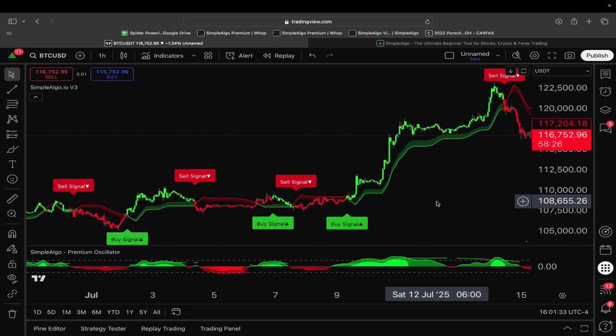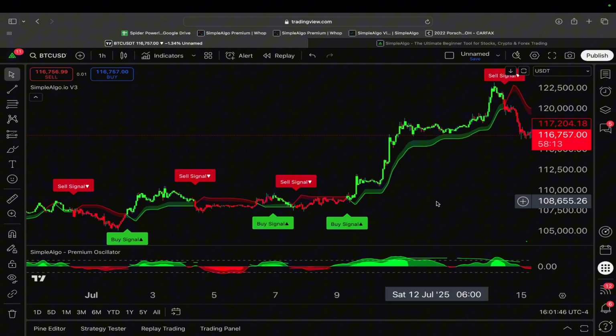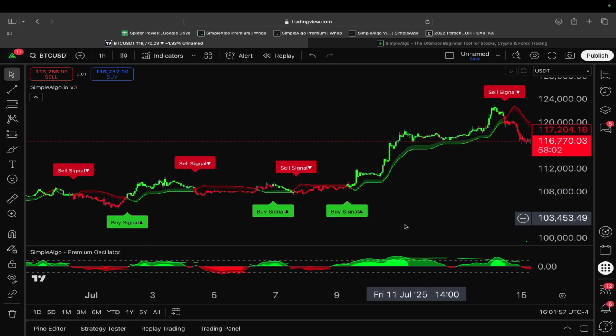The reason we call it Simple Algo is because we try to simplify everything. We cater to new beginner traders. At the end of the day, a lot of people overcomplicate their charts. They have a million different indicators on there. They're all conflicting with one another, and nobody really understands what's going on. So all of our tools are very easy to use and self-explanatory.